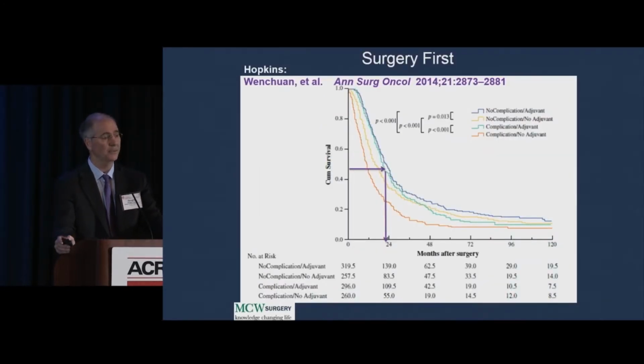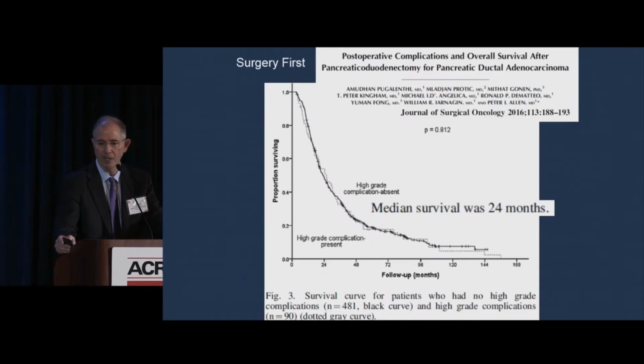The experience from Hopkins, and the thing that's interesting is the median survival of 2 years is so reproducible. If you do PubMed this afternoon and you look at all published surgery-first experiences, with or without adjuvant therapy for pancreas cancer, that 24 months will be incredibly reproducible. This is the experience from Hopkins, and a more recent experience published just recently, also from Memorial. And you can see here median survival of 24 months.